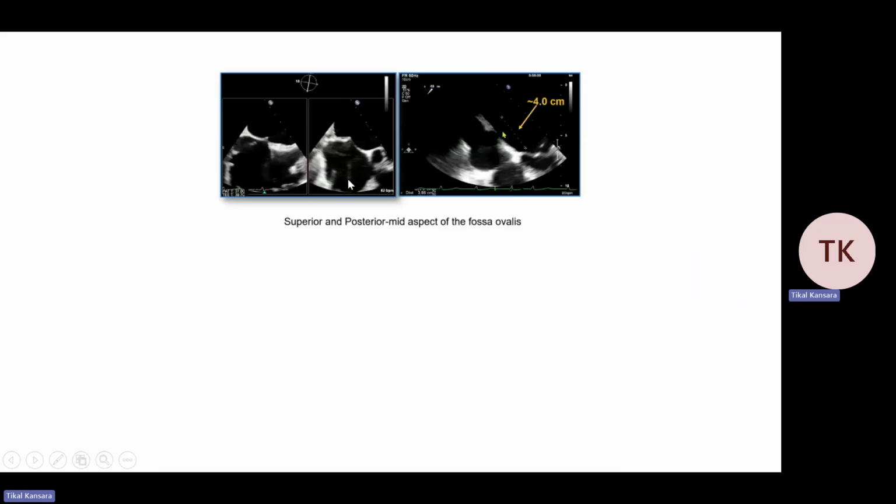So where is TEE useful? TEE is useful in several steps. Almost the entire process of mitral clip occurs under TEE guidance. In the bicaval view, this is the superior vena cava, this is the inferior vena cava. You puncture the septum as superior as possible and as posterior as possible so as to protect the aortic valve. That occurs under TEE guidance. Once the structural cardiologist makes a tent in the septum, not a puncture, you need to have at least 4 centimeters of gap between the tented part and the annulus for the maneuverability of the mitral clip.